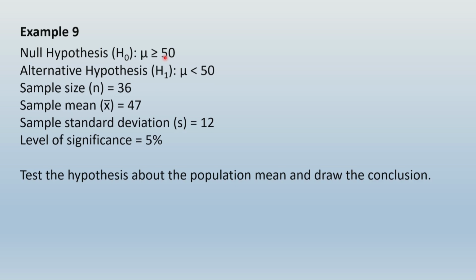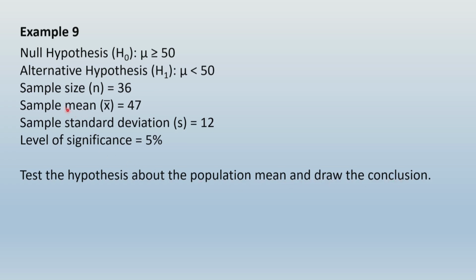Fine. That means we have to definitely deal with the mu. Mu stands for the mean. That means it is implied that the hypothesis test is about the population mean. In fact, the last line in that example also reads and confirms the same. Test the hypothesis about the population mean and draw the conclusion.